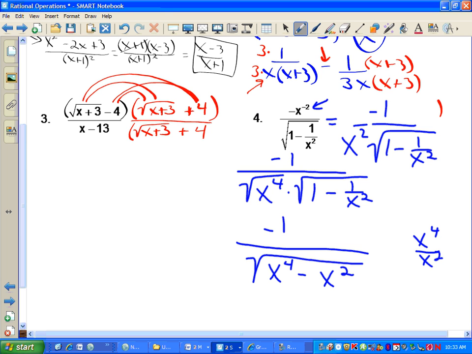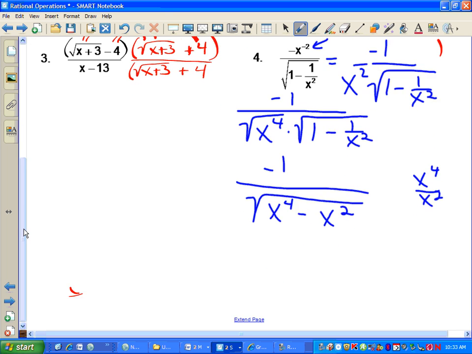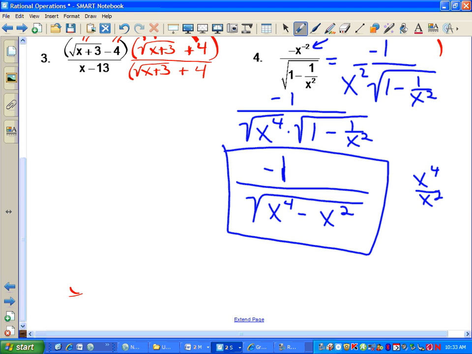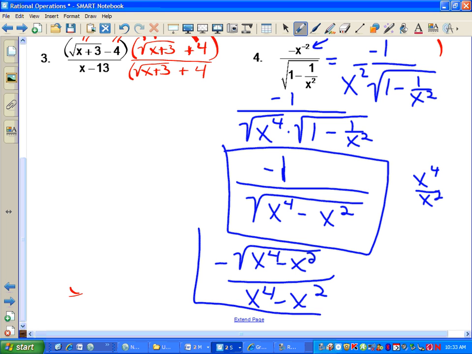Now, if you wanted to rationalize that, which you may not, because this is a fine answer, make sure you know that's a negative 1 there on top. If you wanted to rationalize this, of course, you would multiply by the square root on top and bottom, and you would end up with over, and don't forget you have a negative. That would be your rationalized answer. You need to be able to do and recognize both.